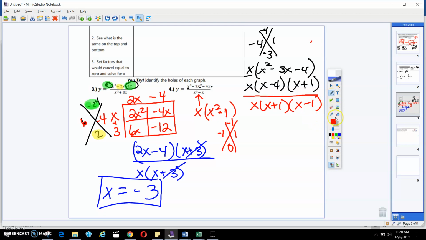We're going to notice that we can cancel some stuff out, right? These x plus 1s can cancel out, so that means I'm going to have x equal -1. And these x's are also going to cancel out. If I set x equal to 0 and solve, guess what I'm going to get? 0. So my holes are going to be located at x equals -1 and x equals 0.